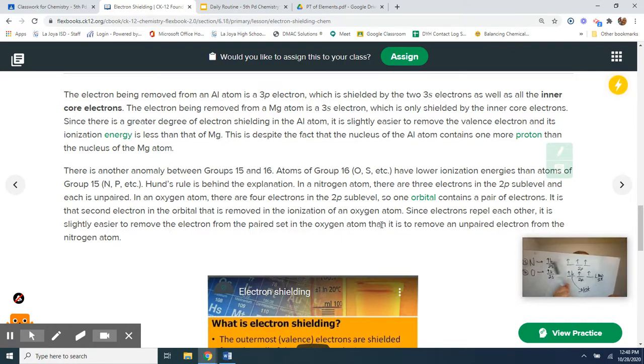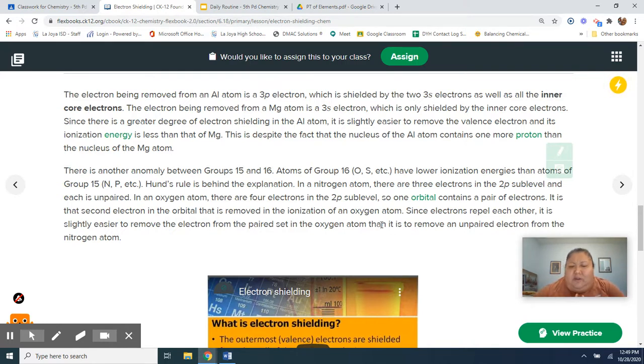Here, for group 15, is there a second electron here that can push this one out so that it gets lost? No. Because this one doesn't have the extra push that this one provides, ionization energy is lower for group 16 than for group 15 because we don't have that extra push of that electron. Okay? And that's all it says here.